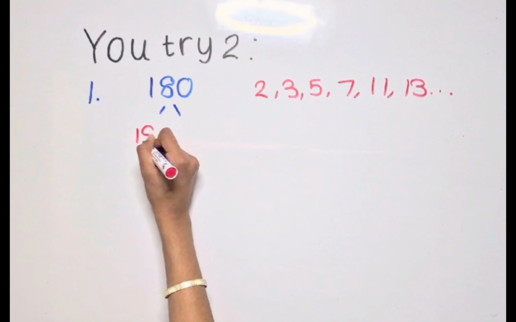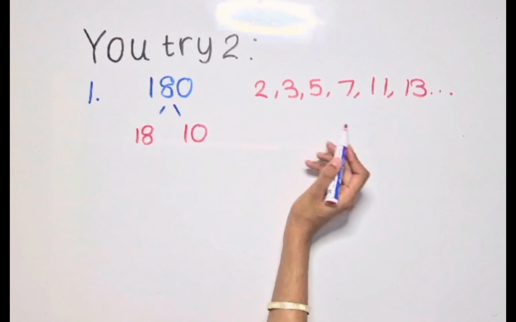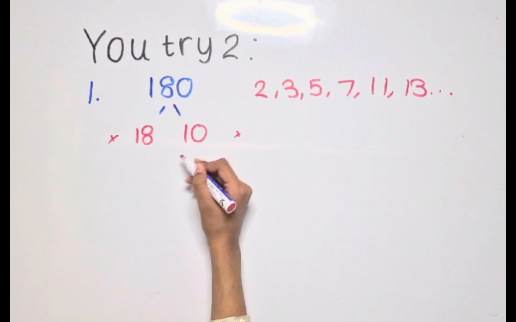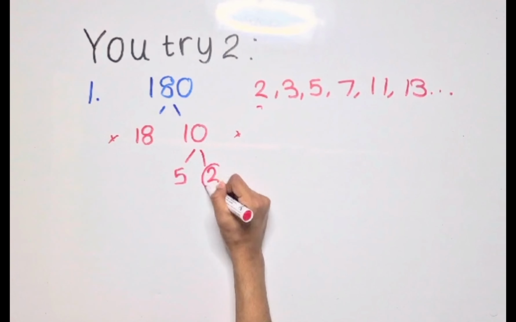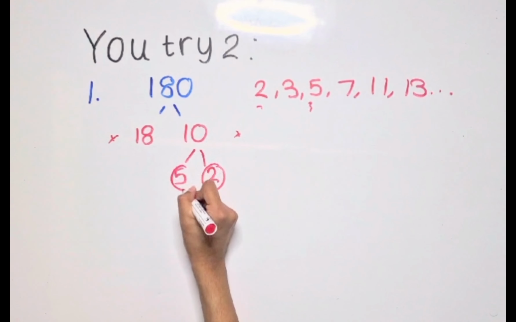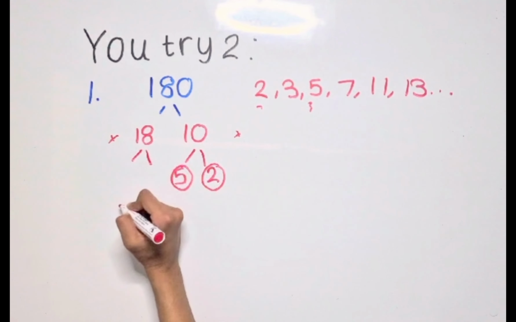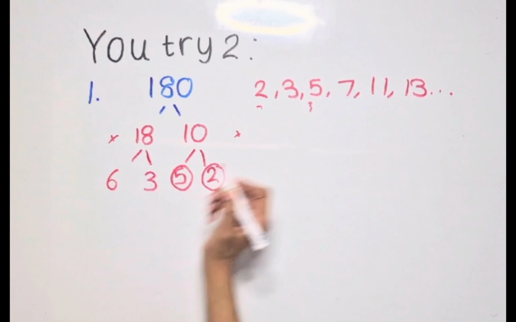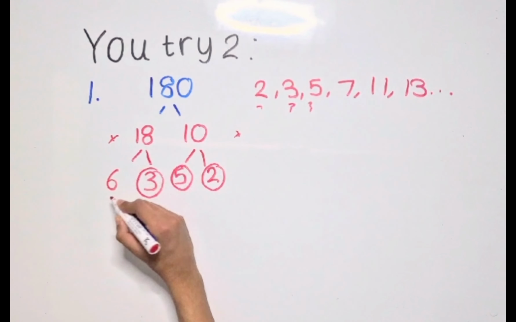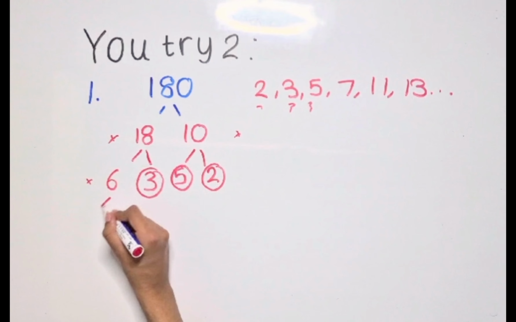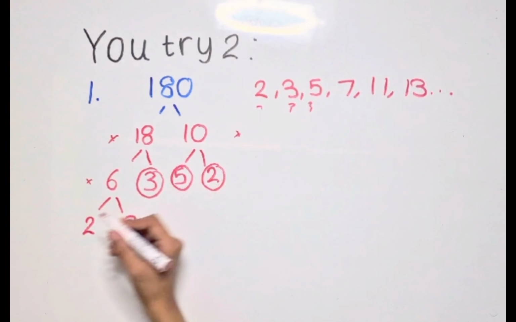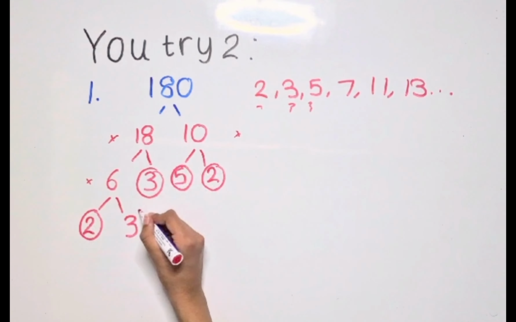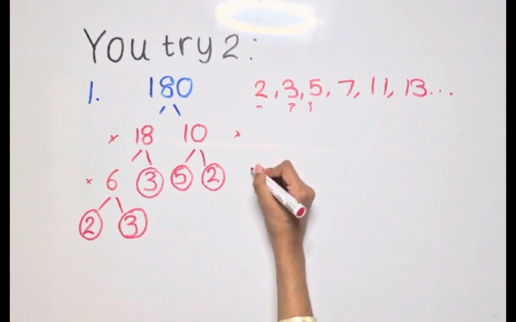So 180 can be split into 18 and 10. When you times them together, you get 180. They are not prime numbers, so we're going to divide the 10 and we get 5 and 2, and they are both prime numbers, so we're going to circle those. 18 can be split into 6 and 3. 3 is a prime number, but 6 is not, so we're going to simplify it down further into 2 and 3, which you times together get 6, and these are both prime numbers, so we're going to circle them.